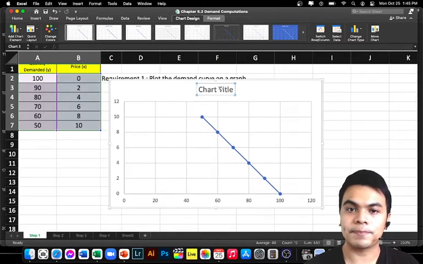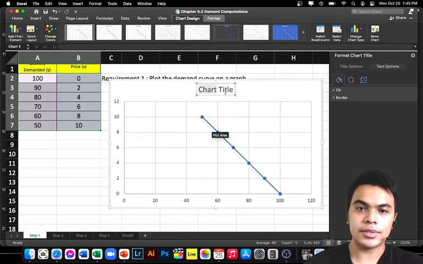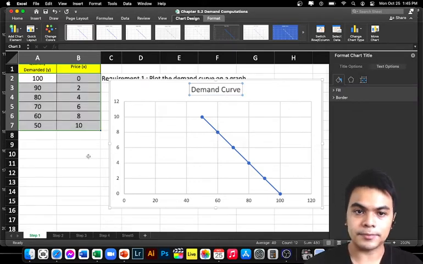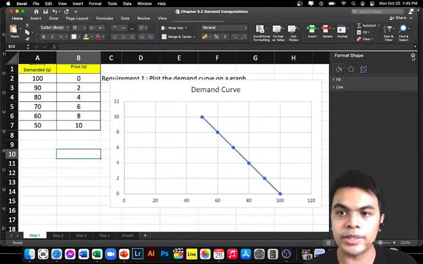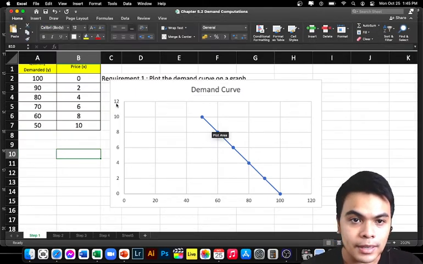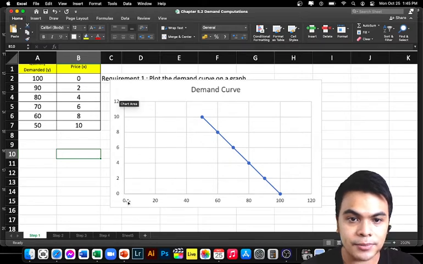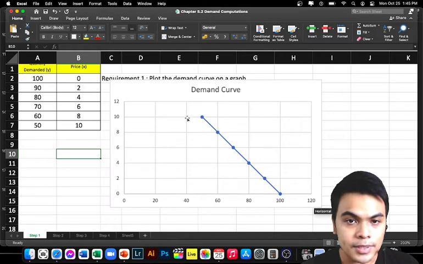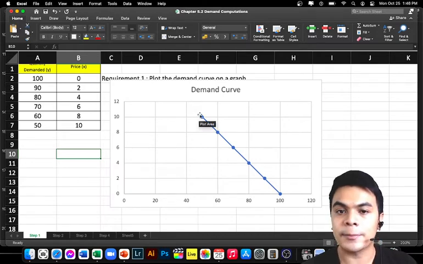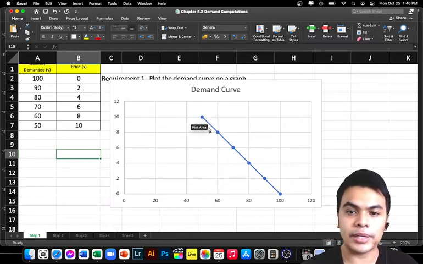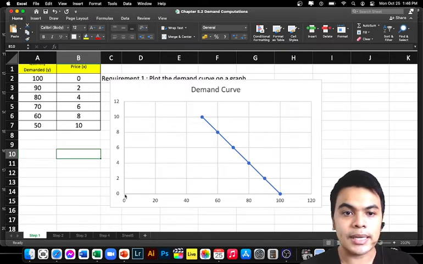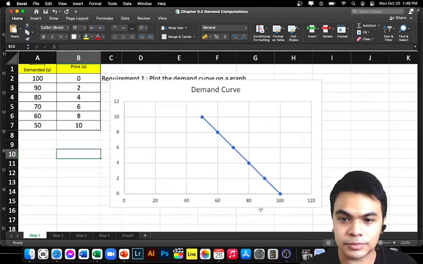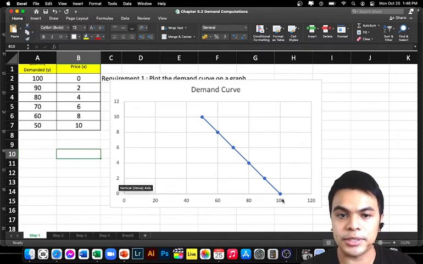Let's just change the title. So this is now our demand curve. Let's go back to our law of demand. This side represents the price, while this side naman represents the quantity demanded. As you can see, yung line natin is a downward line from left to right, which means that a change in price will also have a significant change in the quantity demanded.